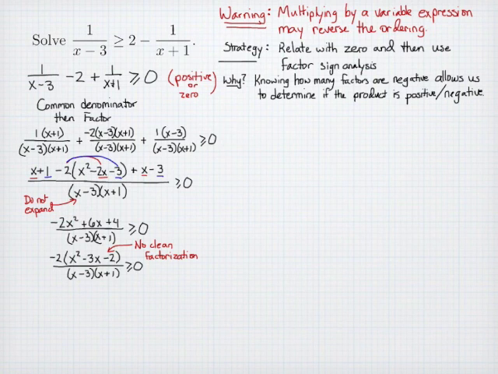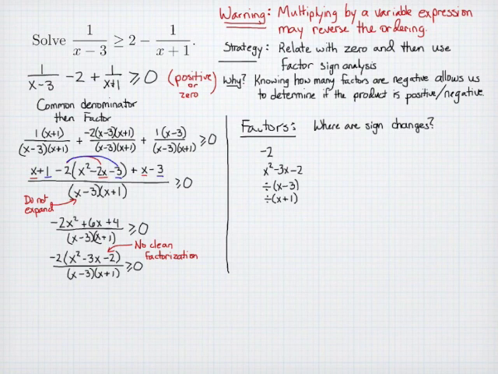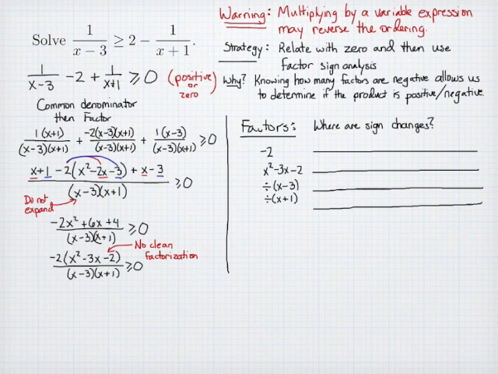And so we find that we have 4 factors for this problem. I have the factor negative 2. I have this quadratic factor, x squared minus 3x minus 2. I have the factor coming from dividing by x minus 3. And I have one more factor coming from dividing by x plus 1. What I want to do is know where each factor changes sign. So for each factor, I might draw a number line. The factor negative 2 is always negative.